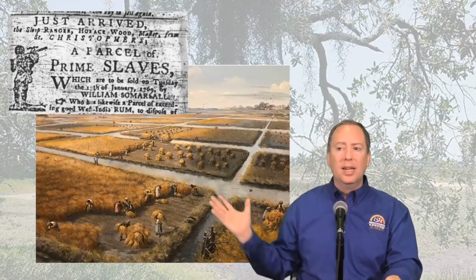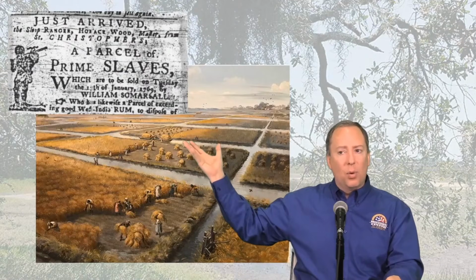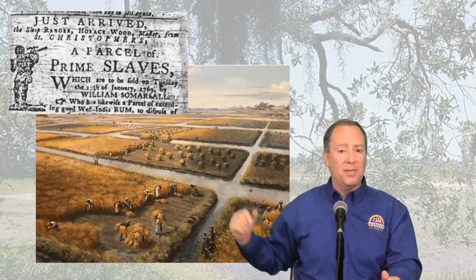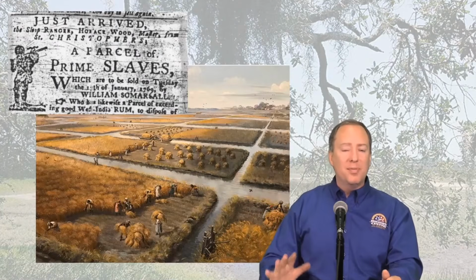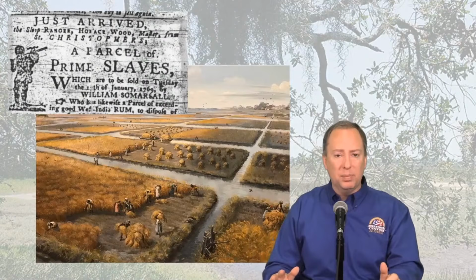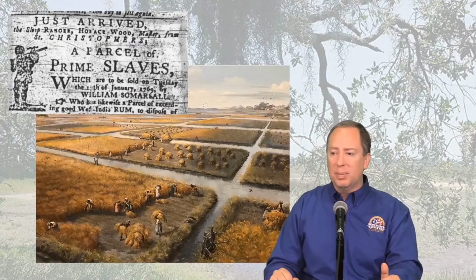But we've got here, you can see an ad for slaves coming into the New World. This is from Charleston. Charleston's not that far away from Savannah. Lots of people in Georgia had already purchased slaves and were using them illegally. But again, what's the enforcement in the colonies? The trustees are supposed to be in charge.